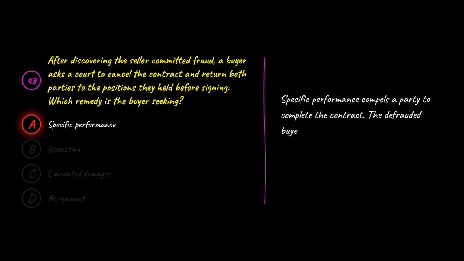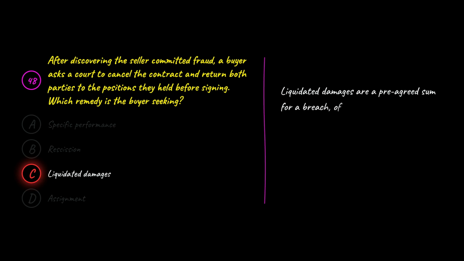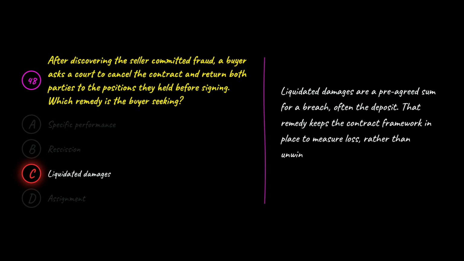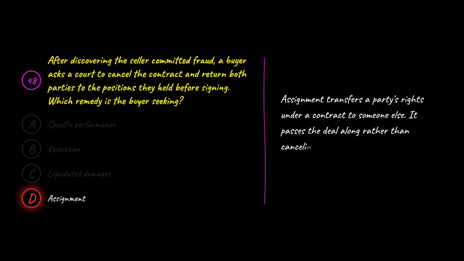The defrauded buyer wants to escape the deal, not enforce it, so this remedy runs opposite to the relief being sought. C is wrong because liquidated damages are a pre-agreed sum for a breach, often the deposit. That remedy keeps the contract framework in place to measure loss, rather than unwinding the agreement the buyer wants cancelled. D is wrong because assignment transfers a party's rights under a contract to someone else. It passes the deal along rather than cancelling it, so it does not return the buyer to the position held before signing.